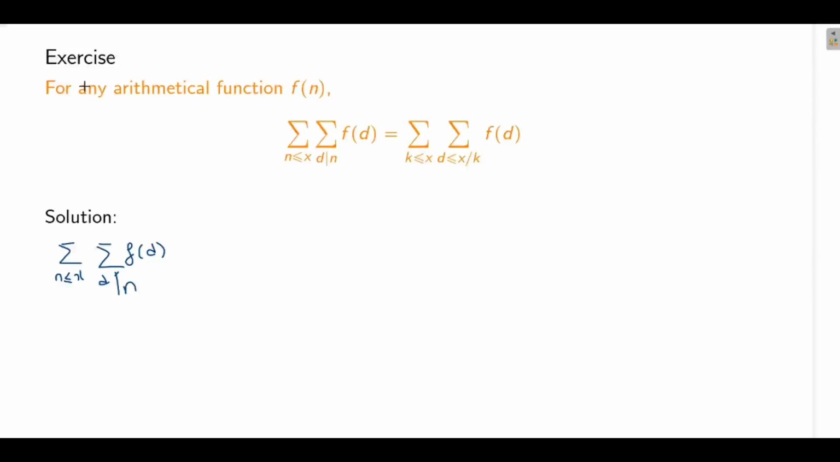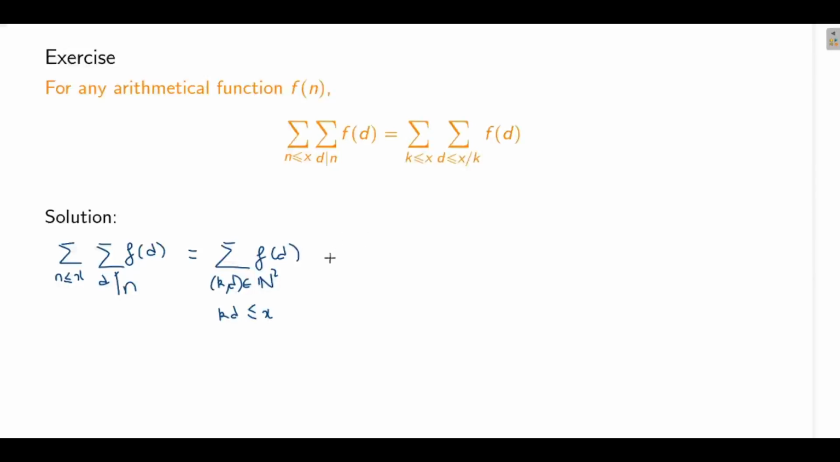Okay, this will be equal to summation k comma d in N square, kd less than or equal to x, f of d.